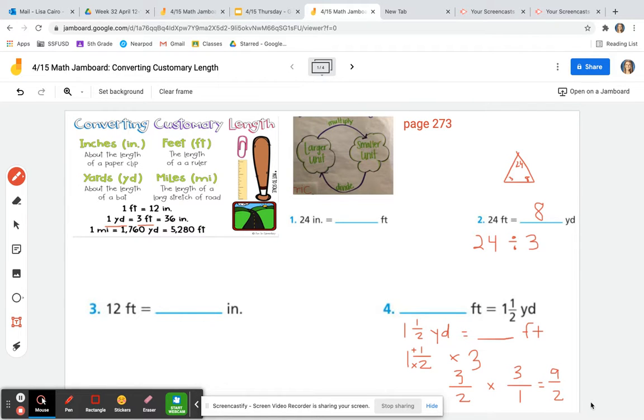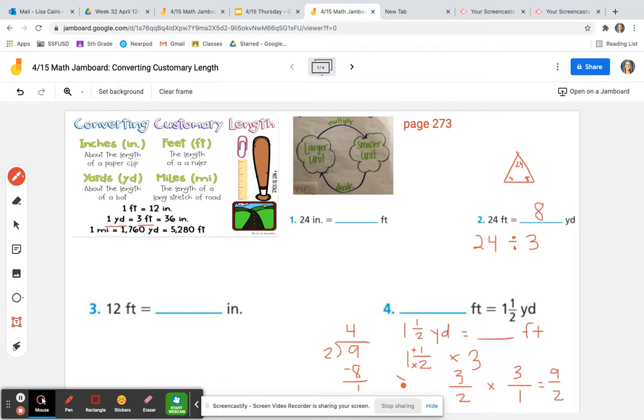That is our answer, but what's wrong with it? It's technically right, but it's not in proper form. It's an improper fraction, so we're going to change it into a mixed number. How do we change 9 halves into a mixed number? We are going to divide. We're going to take our denominator. That's going to be our divisor. Our numerator is 9. That's our dividend. 2 goes into 9 4 times. You know how to do this. 4 times 2 is 8. 9 minus 8 is 1. There's nothing else to bring down.